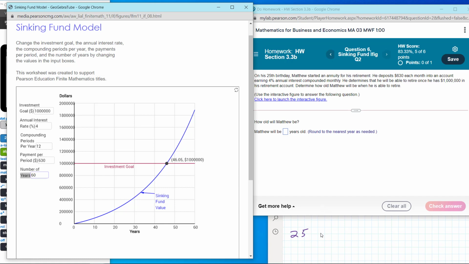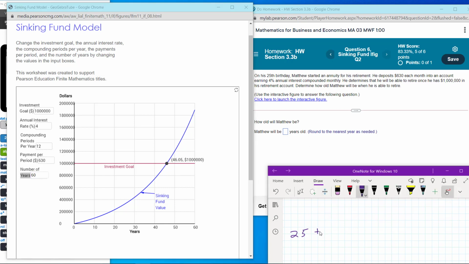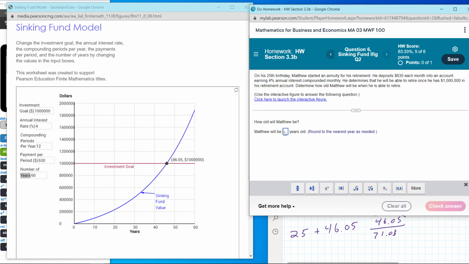So he's going to be 25 plus 46.05 years. And we're going to round to the nearest year. So that is going to be 71.05 years. He should be 71 years old when he actually gets there. Because notice, it's going to take him 46 years after his first deposit. His first deposit is on his 25th birthday. So he will be 25 plus 46 years old.